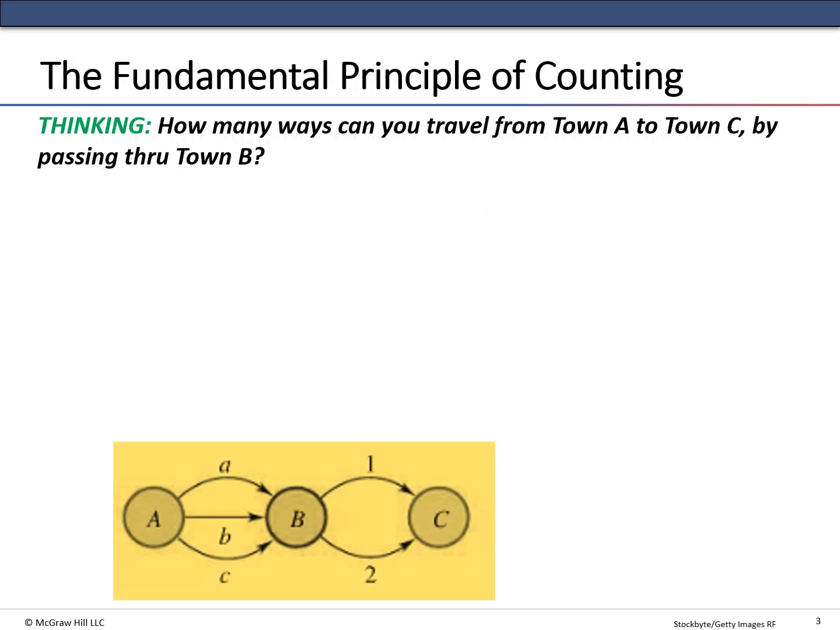So before we start, try a little exercise here. How many ways can you travel from town A to town C by passing through town B using the diagram below? You can think of each of those lines as a road. So how many ways could you actually go from A to C passing through B?